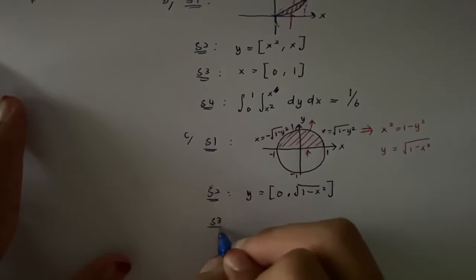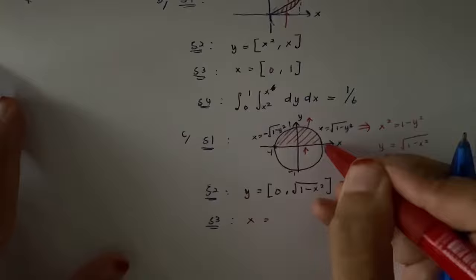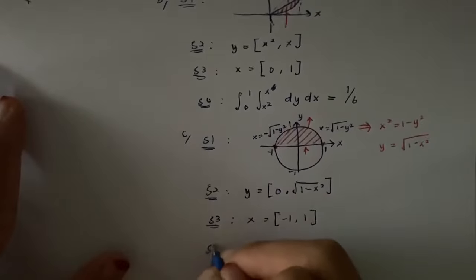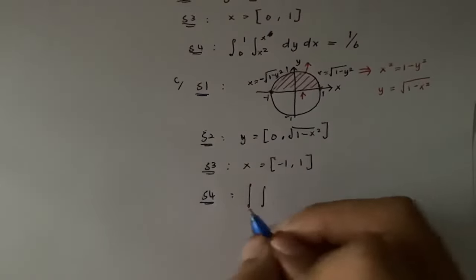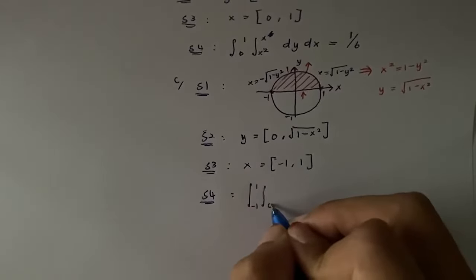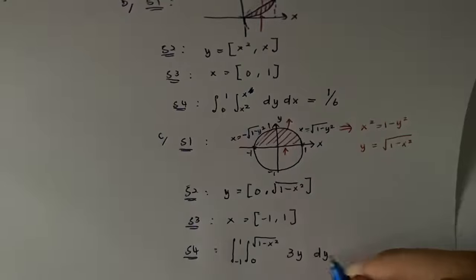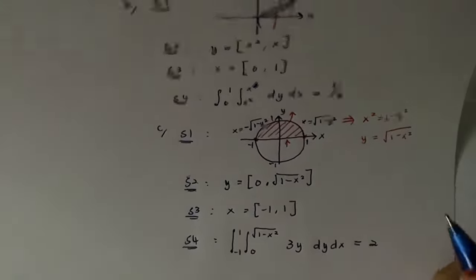The third step, x limit. The x limit is from negative 1 to 1. So negative 1 to 1, and you can solve for the fourth step. Double integral, you have negative 1 to 1, you have 0 to square root of 1 minus x square, and then you have your f(x,y), which is equal to 3y, and you have dy dx. Check your last answer. It's supposed to be equal to 2.